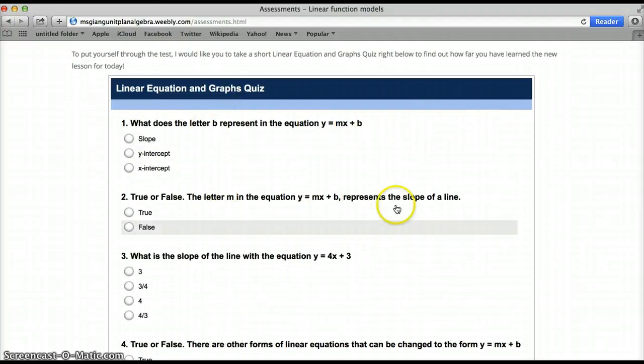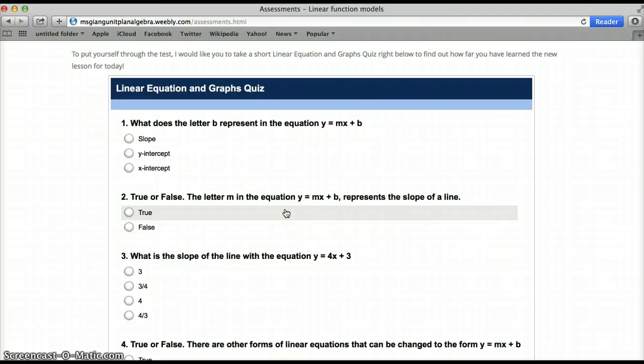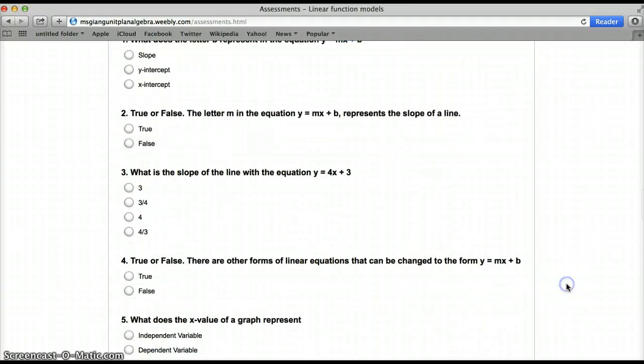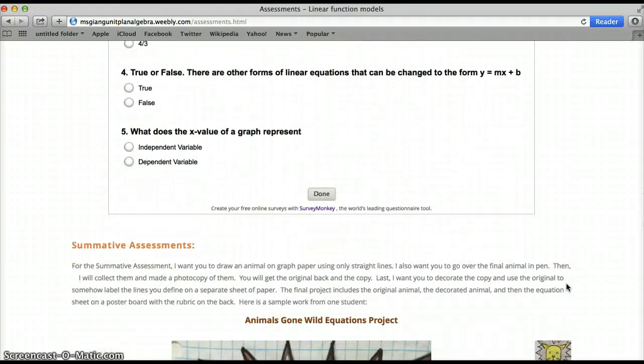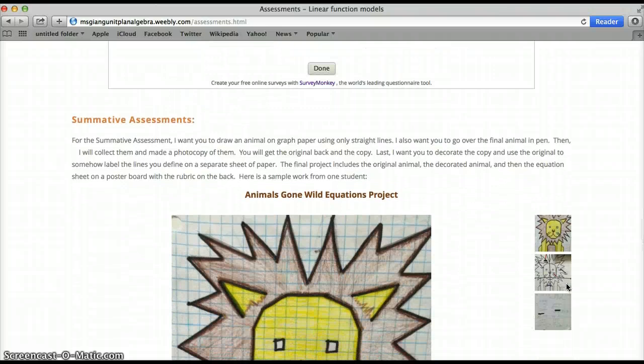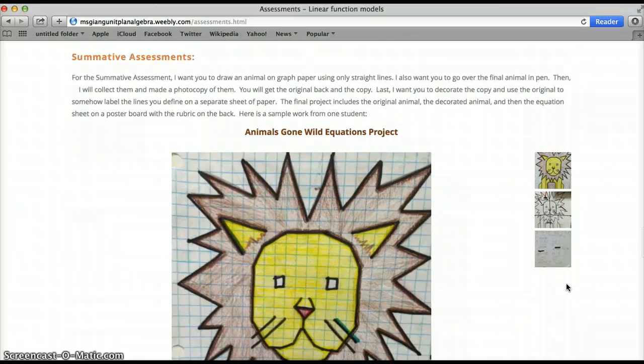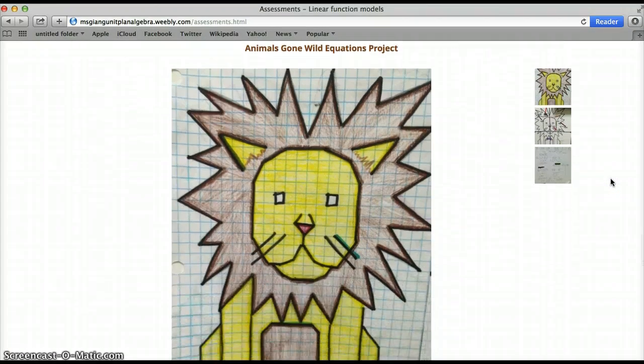I want you to take this really quick basic linear equation and graph quiz to really find out if you really understand the concept of the videos and also the lectures. And then we have the summative assessment, which is a very fun project, but you need to really understand the lesson in order to finish and correctly do this project. And this is the Animals Gone Wild equation project.